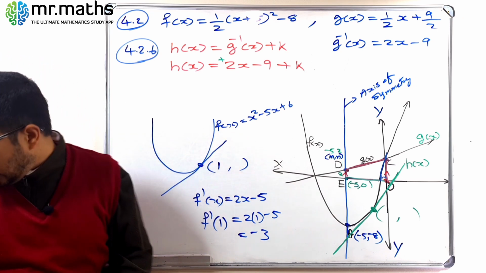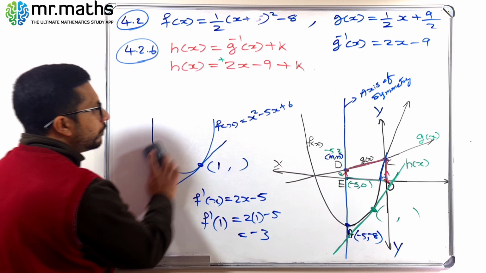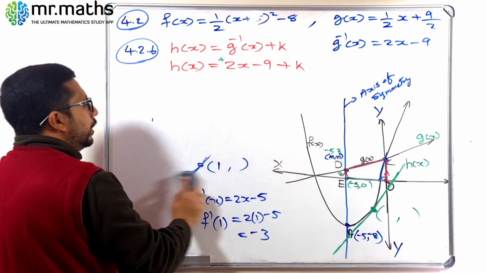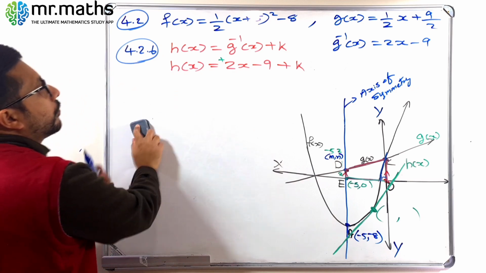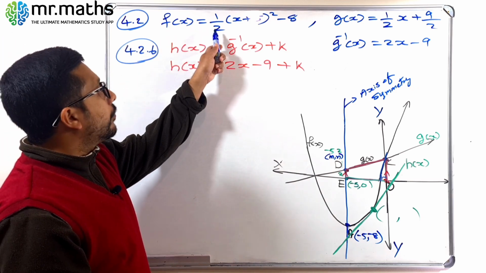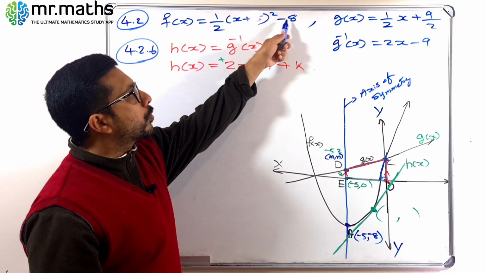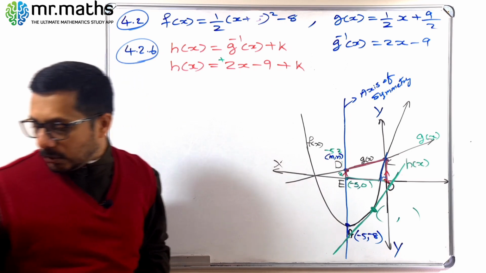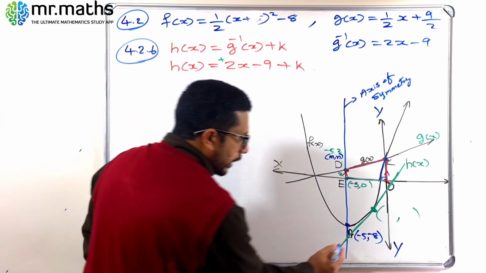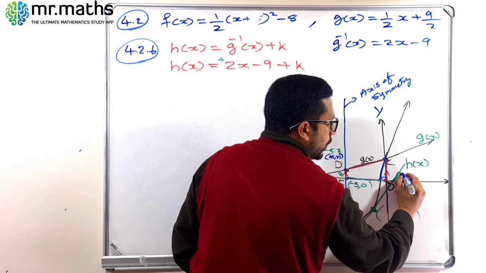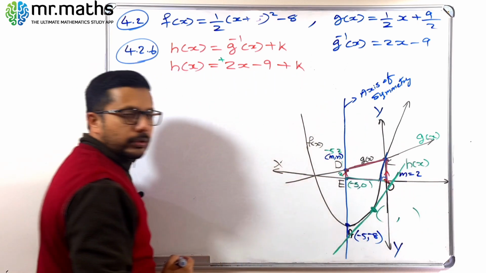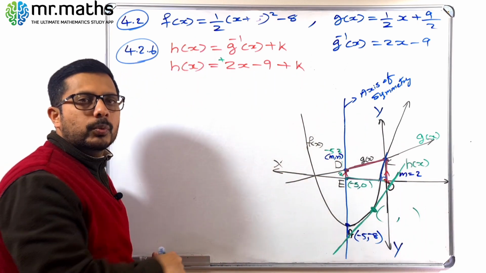Okay, so here in our question, we already know the equation of f of x. Am I right? What is the equation of f of x? This one, half x plus 5 the whole square minus 8. And also we know the gradient of this tangent. What is that one? Plus 2. So the gradient of this tangent is positive 2.